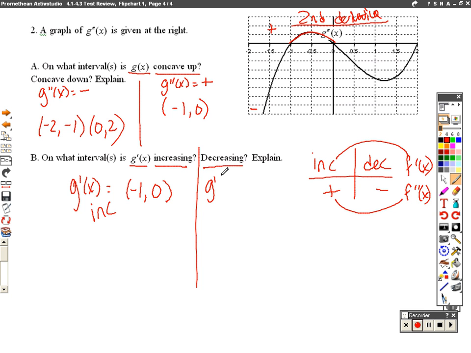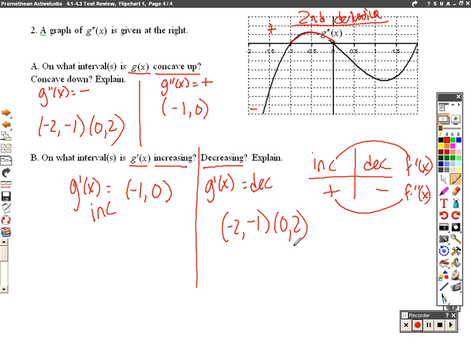Decreasing, g prime is decreasing when the second derivative is negative. And we just answered that over here. The second derivative was negative from -2 to -1 and 0 to 2.